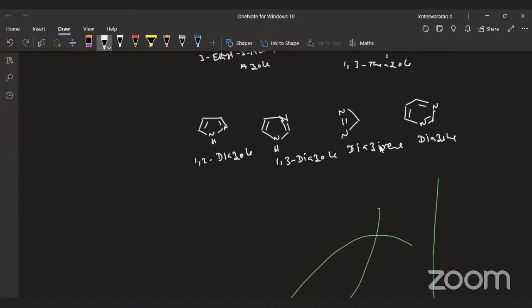Okay, this is about the nomenclature. You can take several molecules in our book, name them and practice them, right? If you have any doubts, in the next week's class we will discuss.